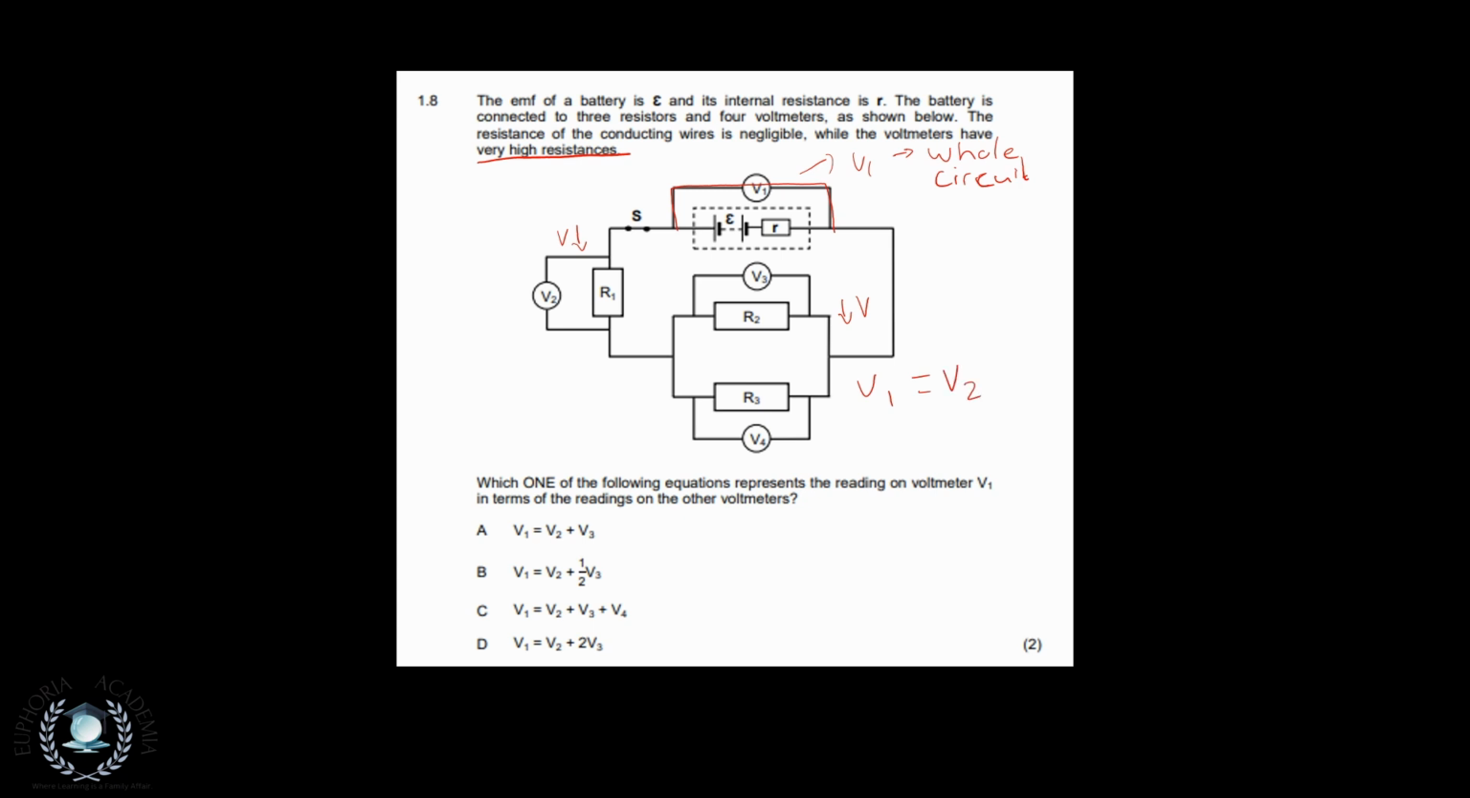V2 plus V3. Now, why would it just be V3 and not V4? Well, the potential difference across V3 and V4 is actually the same because we have a parallel circuit. So even if the answer set had V4, we could have written V4. So this is the equation of V1, and our answer is A.